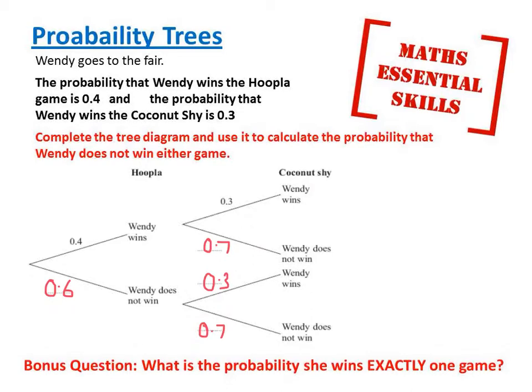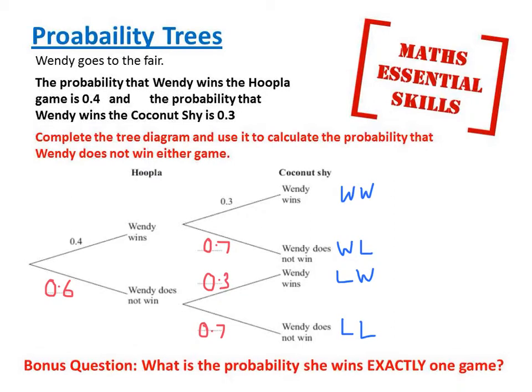So here, Wendy does not win either game. Well, here she wins one game and wins another. That's going down these branches, here and here. The next two branches is Wendy wins one and then loses one. So that's a win and a lose. The third set of branches represent a loss and then a win. And the final set of branches represent a loss and then a loss. Two losses.